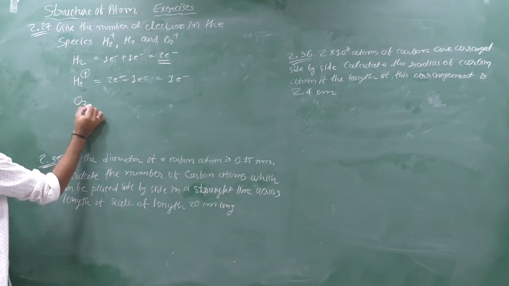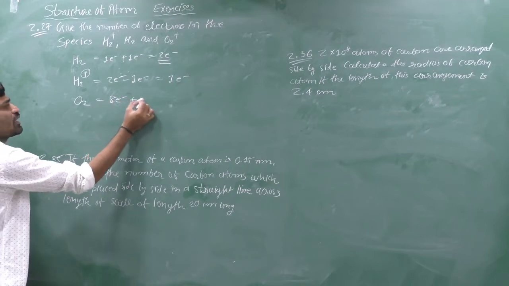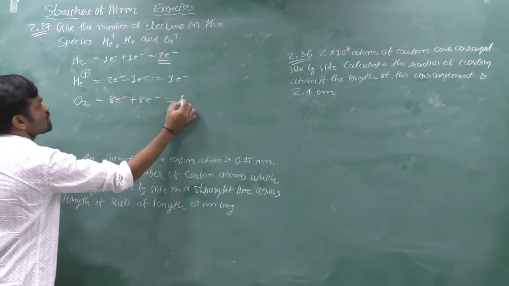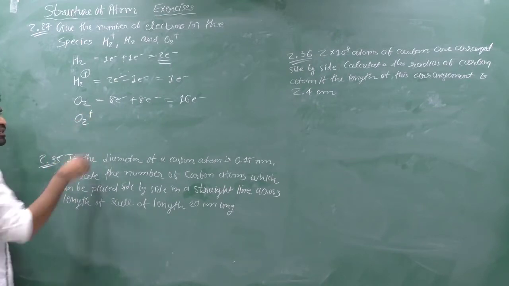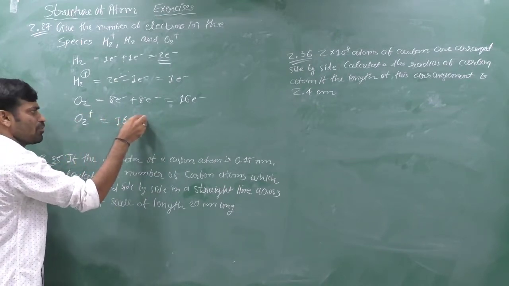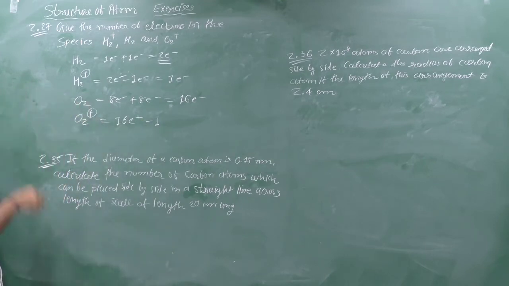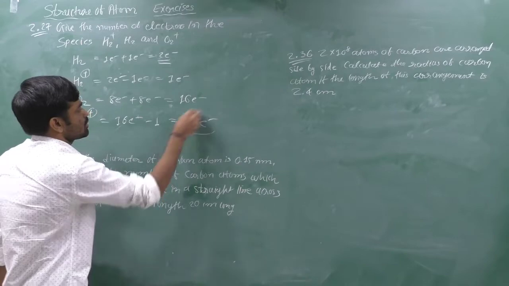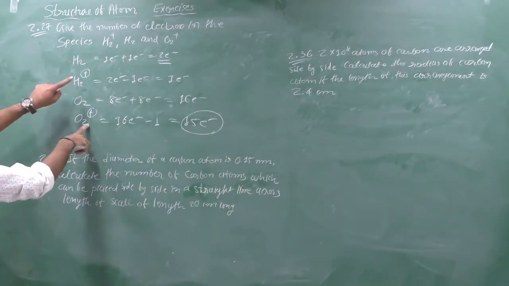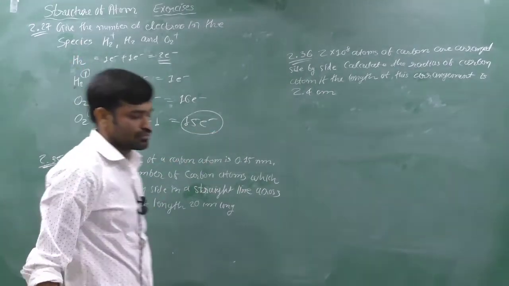Now O2, 1 oxygen contains 8 electrons. Therefore 8 and 8, 16 electrons are in O2. But here O2 plus means 16 electrons, minus 1 because it contains a +1 charge, meaning 1 electron is lost. It is a 15 electron species. It can have 15 electrons, it can have 1 electron, it can have 2 electrons. Very simple.